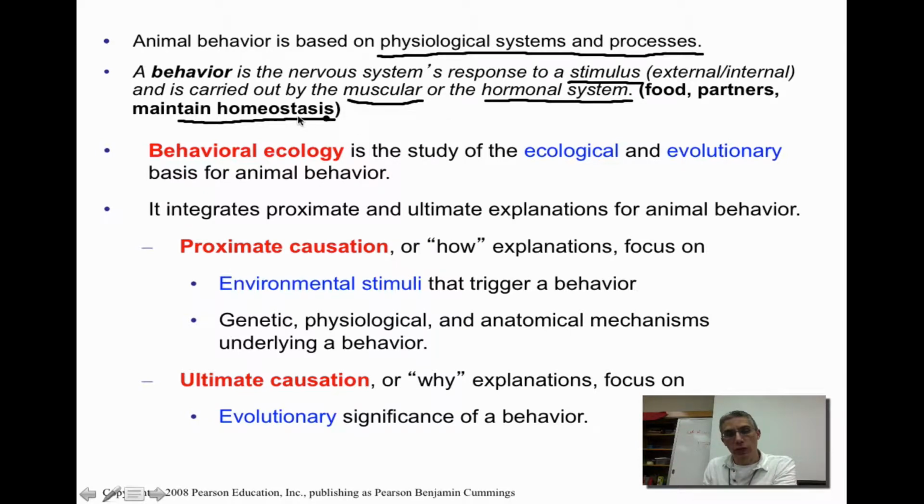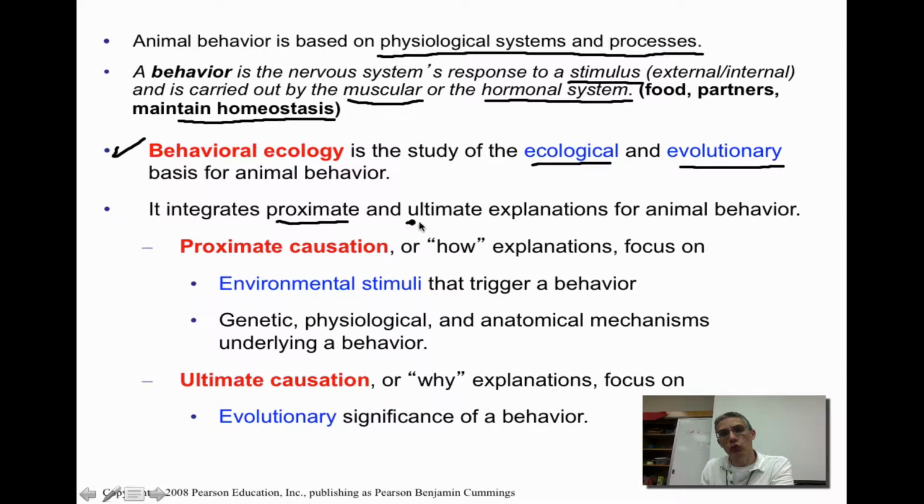And when that stability is upset in some way, our body is stimulated to try and bring that stability back where it should be. Now, if you're a person who really enjoys studying animal behavior, then you might go into the area of science called behavioral ecology. And this is going to be a person who's going to study the ecological and the evolutionary basis for animal behavior.